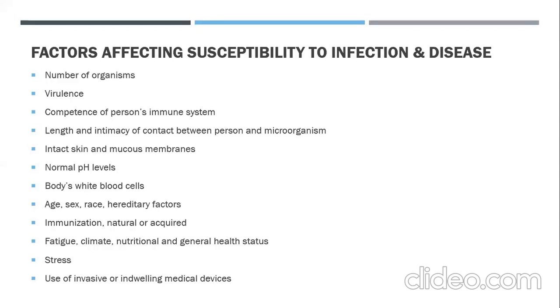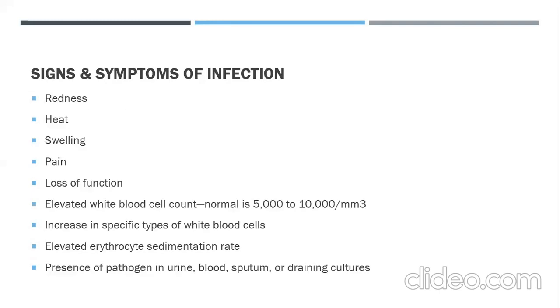Fatigue, anything else. Obviously, if you have other conditions, that's going to affect your susceptibility, like diabetes or certain medications like steroids that lower your immune system. Signs and symptoms, I mean, we already know this. It's the same with inflammation: redness, heat, swelling, pain, loss of function.